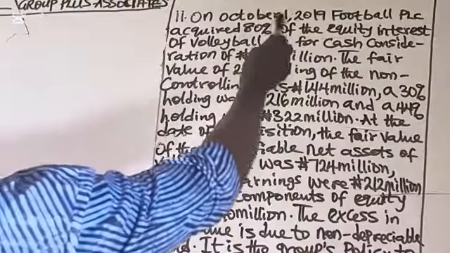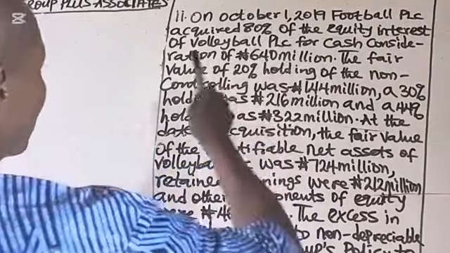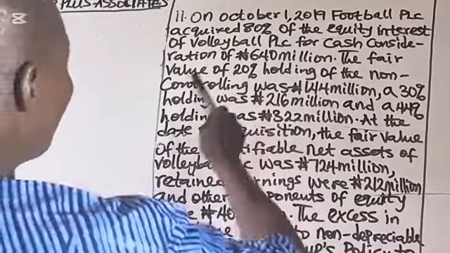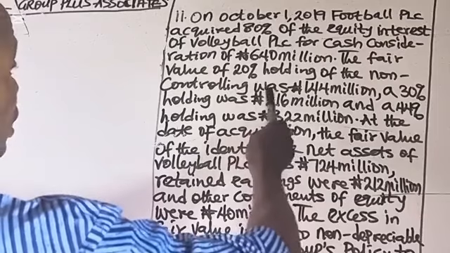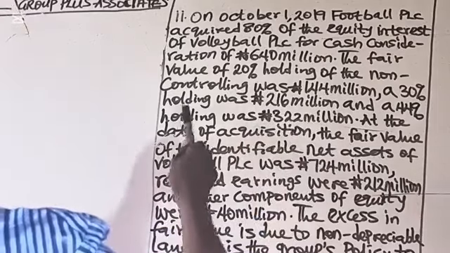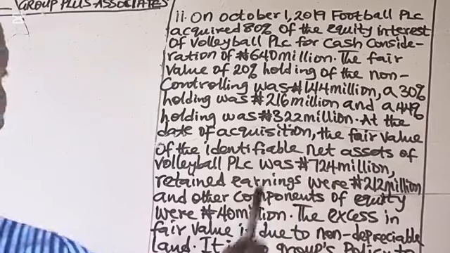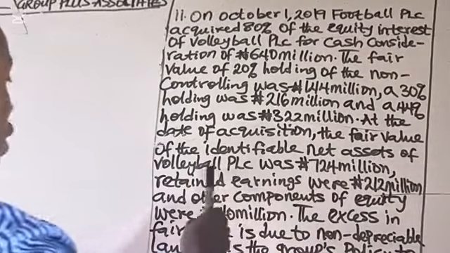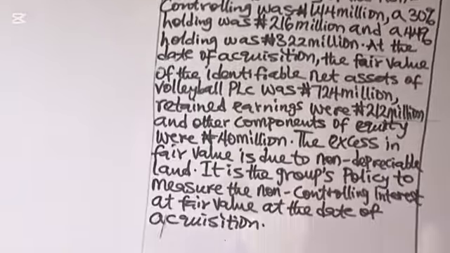Note 2. On October 1st, 2019, Football PLC acquired 80% of the equity interest of Volleyball PLC for cash consideration of 640 million naira. The fair value of a 20% holding of the non-controlling interest was 144 million naira, a 30% holding was 216 million naira, and a 44% holding was 322 million naira. At the date of acquisition, the fair value of the identifiable net assets of Volleyball PLC was 724 million naira. The retained earnings were 212 million naira.